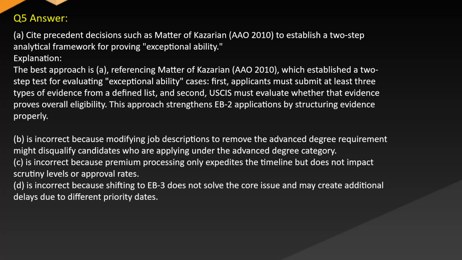B is incorrect because modifying job descriptions to remove the advanced degree requirement might disqualify candidates who are applying under the advanced degree category. C is incorrect because premium processing only expedites the timeline but does not impact scrutiny levels or approval rates. D is incorrect because shifting to EB-3 does not solve the core issue and may create additional delays due to different priority dates.